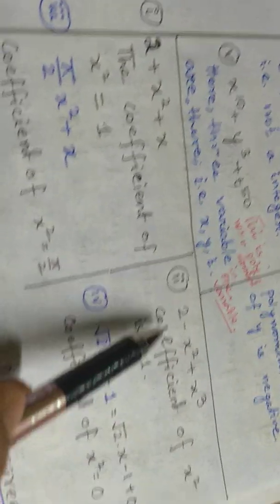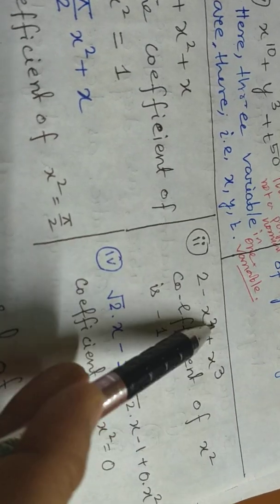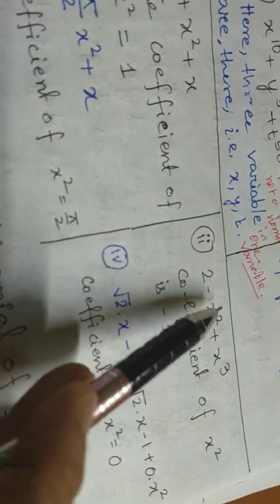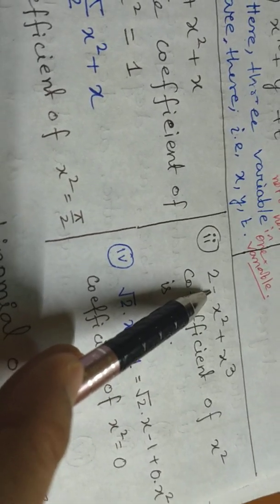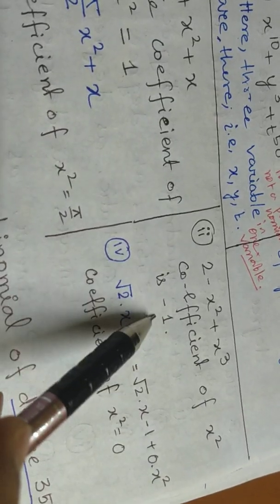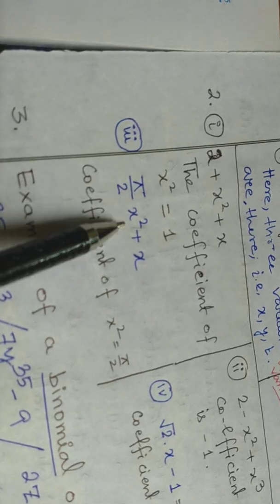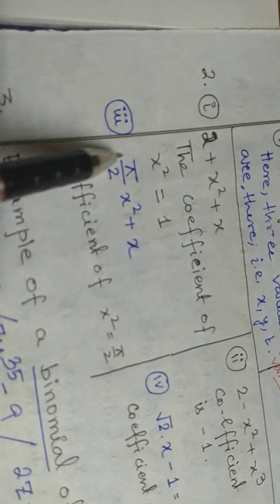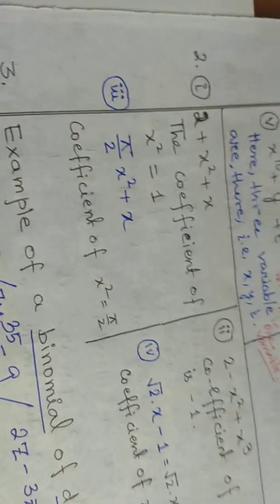Now question number 2: 2 minus x square plus x cube. Here what is the coefficient of x square? Nothing means 1, but here we have to consider the sign because it is a minus sign. Always we have to consider the minus sign. So the coefficient of x square is minus 1. Question number 3: pi by 2 x square plus x. You can easily see what is multiplying x square, pi by 2. So pi by 2 will be the coefficient of x square.